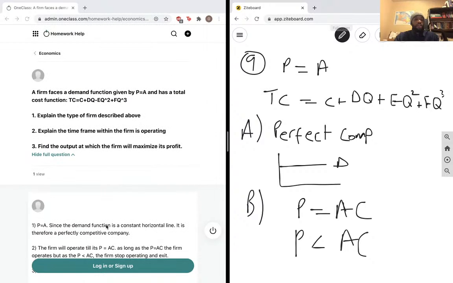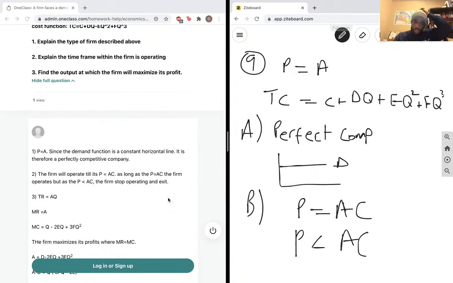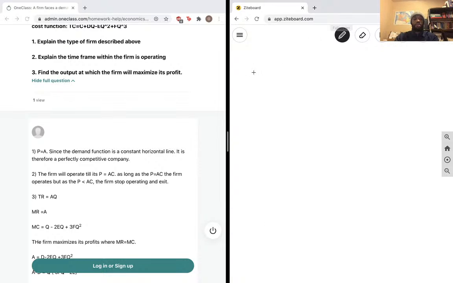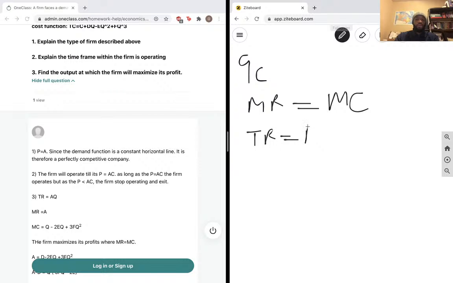And find the output at which the firm will maximize its profits. As we said in a question not too long ago, maximizing profits is when marginal revenue equals marginal cost. Total revenue function in this case would just be P multiplied by Q. In this case, it's A multiplied by Q because P equals A. And the marginal cost would just be the derivative of the cost function.